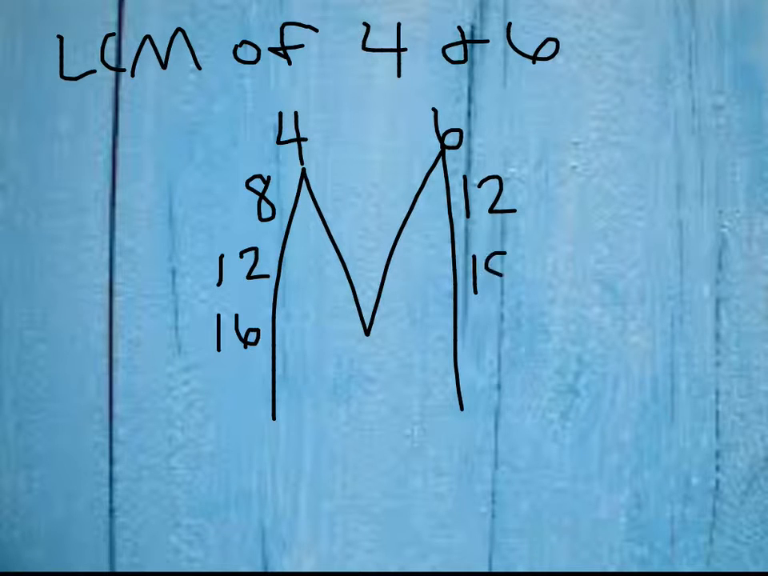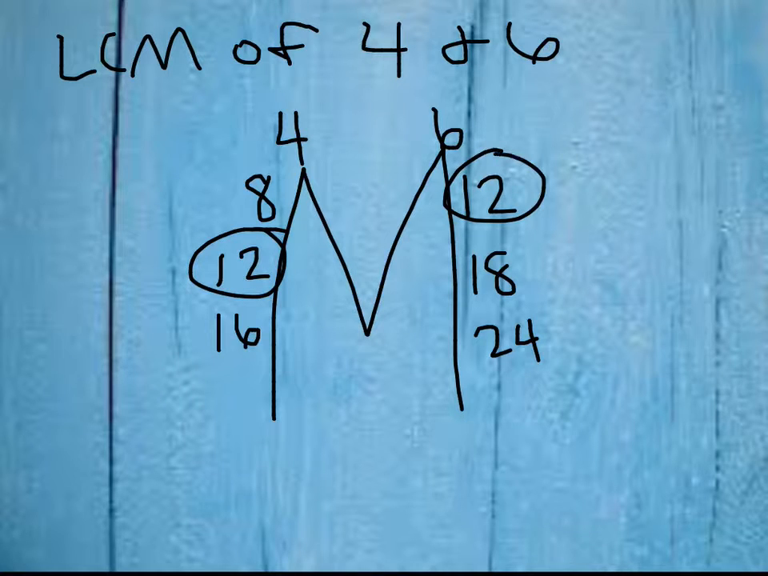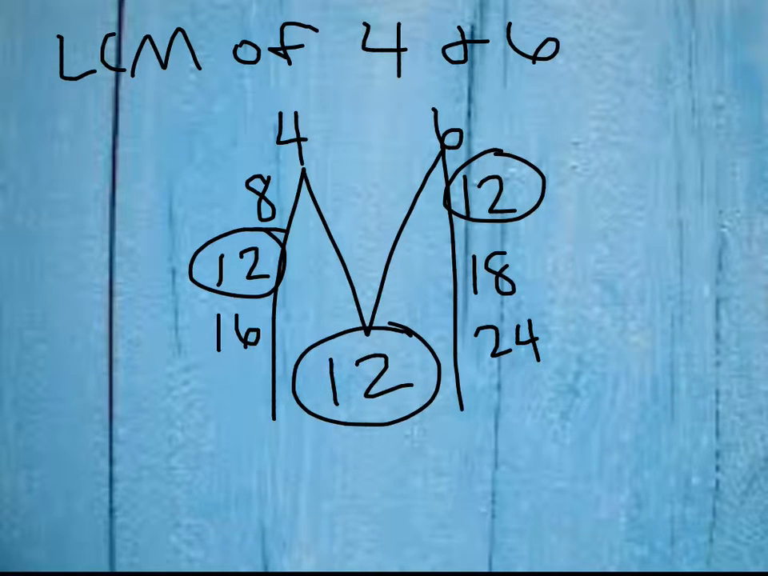So let's start with 4. We go 4, 8, 12, and then 16. I always go a couple and then go over here. 6, 12, 18, 24. And after a couple, you can stop and see, do I have any in common? Well, I do. I have 12 in common, which is the least that they have in common. So our LCM is going to be 12.